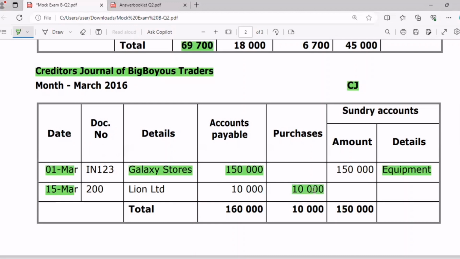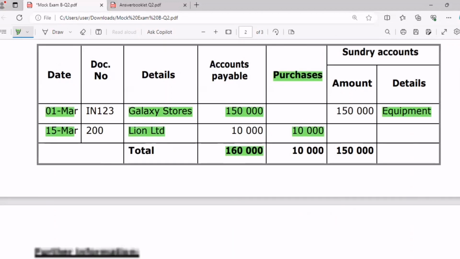So these purchases were made on credit. We haven't paid for these items, with this balance of 10,000. So these purchases were made on credit from Lion Limited. So the total amount, or the total balance we are owing, is 160,000. So do we have another one?